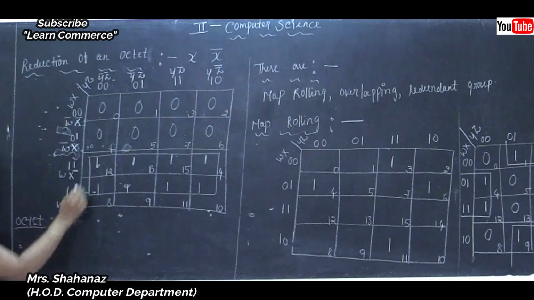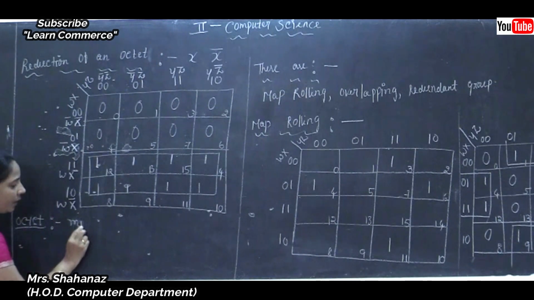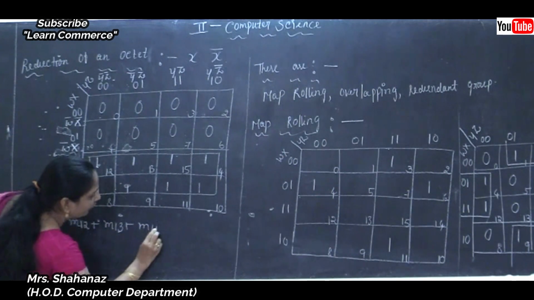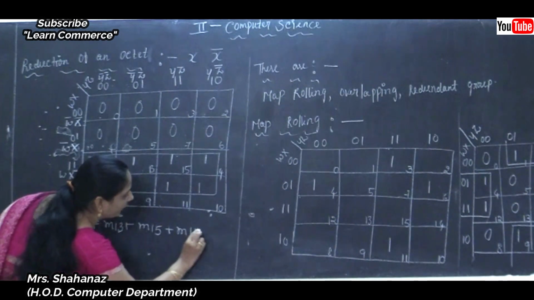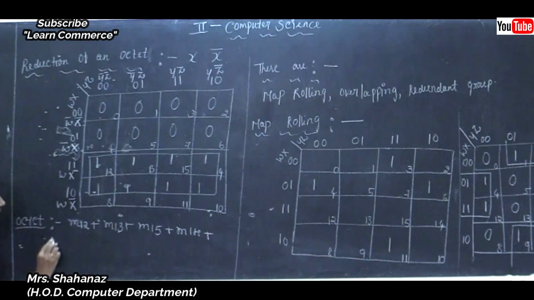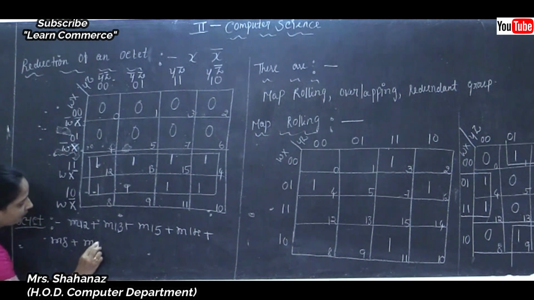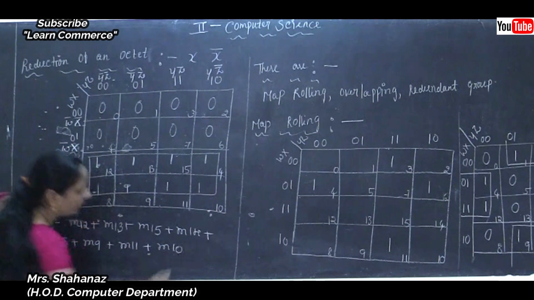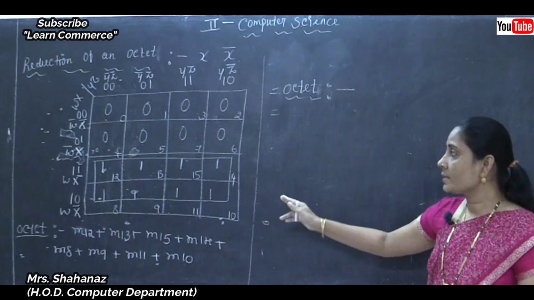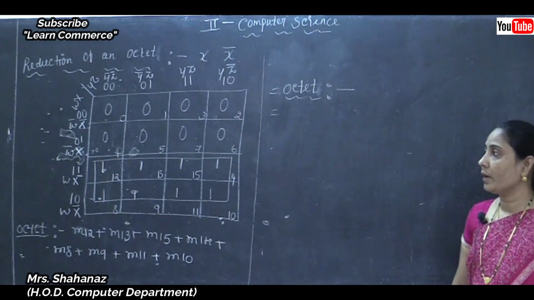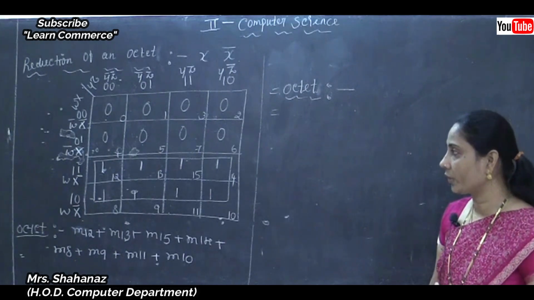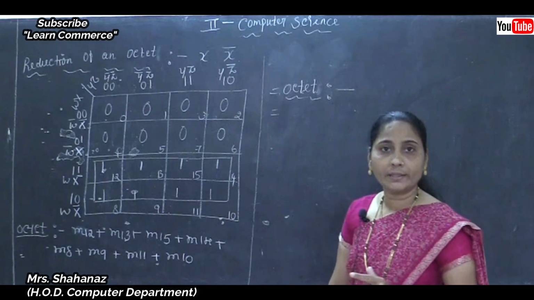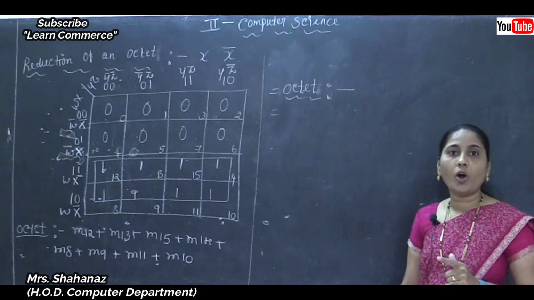So in this case we know that small letter M 12, M 13, M 15, M 14 and also M 8, M 9, M 11, M 10. See, after marking in this example the numbers 12, 13, 15, 14, 8, 9, 11, 10, how do we get the final expression of an octet?